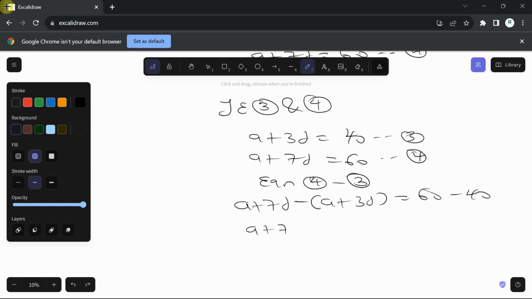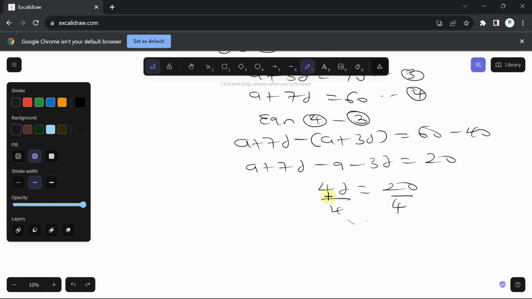So a plus 7d, if I open this bracket, minus times a is minus a, minus times plus 3d is minus 3d, is equal to 60 minus 40 is 20. So a minus a, you have a and you take away a, that means you don't have anything again. 7d minus 3d is 4d. So this is equal to 20. If I divide both sides by 4, my d will be equal to what? This will cancel this. 4 here 1, 4 here 5. So d will be equal to 5. So we have the answer of d, right?